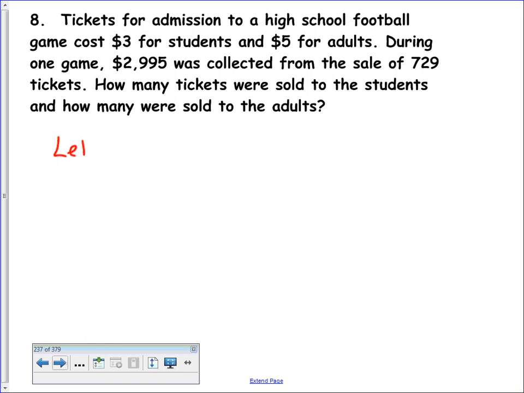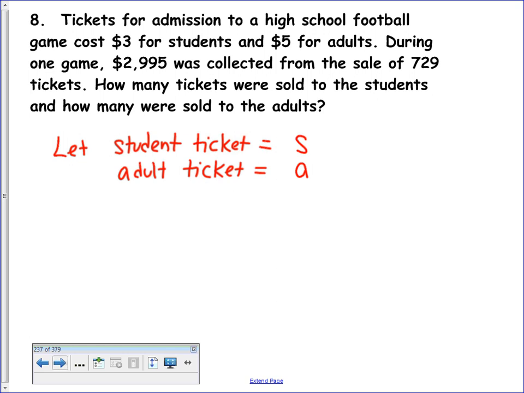So my let statement: I have two kinds of tickets. I have student ticket and I have adult ticket. When I can, I like to use variables that make sense for me, so I'm going to let S equal the student tickets and A equal the adult tickets. That way I do not forget what I am trying to find. So once I solve for one, I know exactly what I'm going to do. And again, I like to put the dollars here, so a student ticket is $3, my adult ticket is $5. That's informational for me, so I know the price of each ticket.